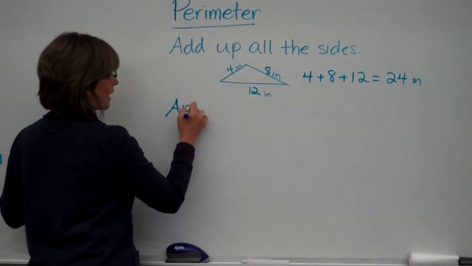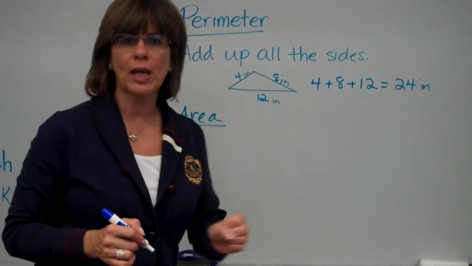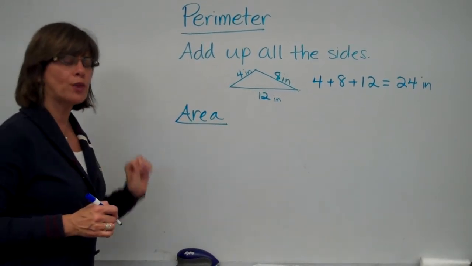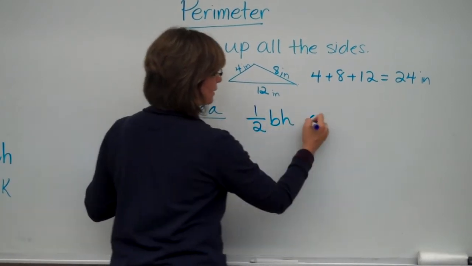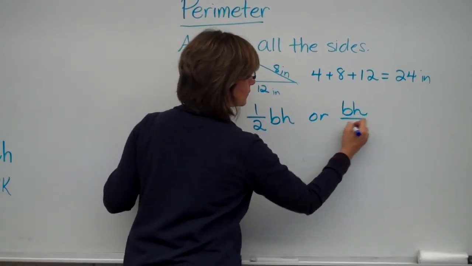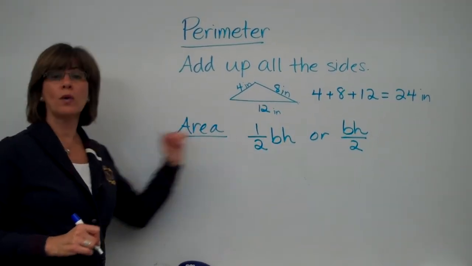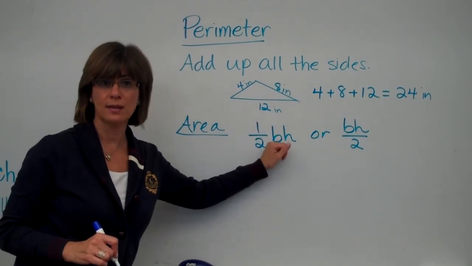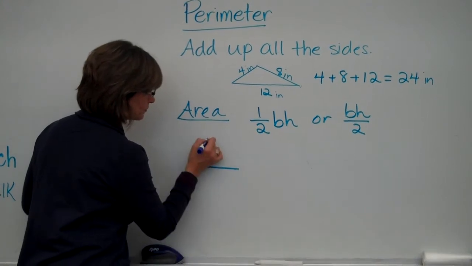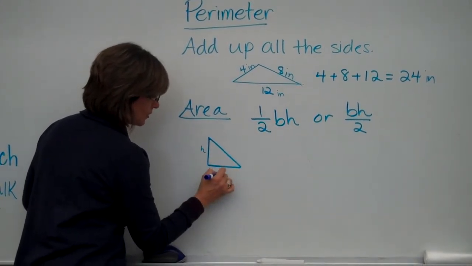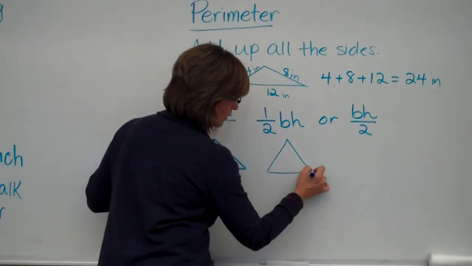Okay, area of a triangle is also something that you've done before. Area can sometimes be tricky because even though you know the formula, 1/2 the base times the height, which can also be written base times height divided by 2, either way means the same thing, you have to know where the height is and where the base is. So it's very easy if you have a right triangle, right? Because here's the height and here's the base. What happens when you have an equilateral triangle?